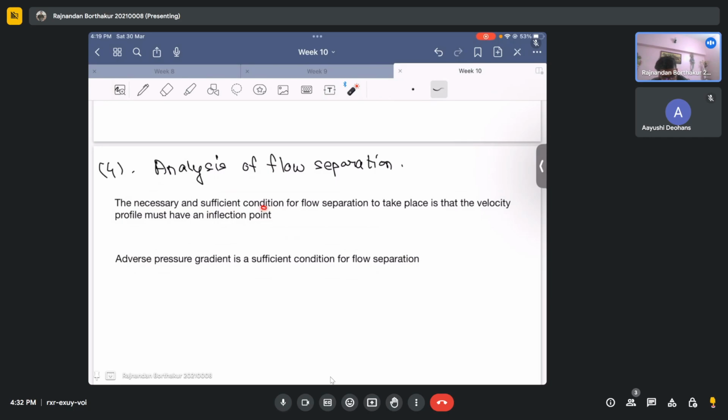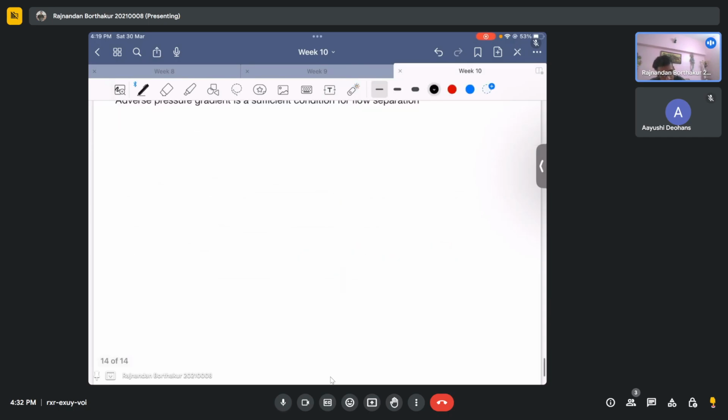Do you know what an inflection point is, by the way? Yeah, second derivative zero at that point. Exactly. So the condition of an inflection point is that the concavity of the flow changes. This means the nature of the velocity profile should change. If it is concave, it should change to convex. So can you tell me which curve has an inflection point?